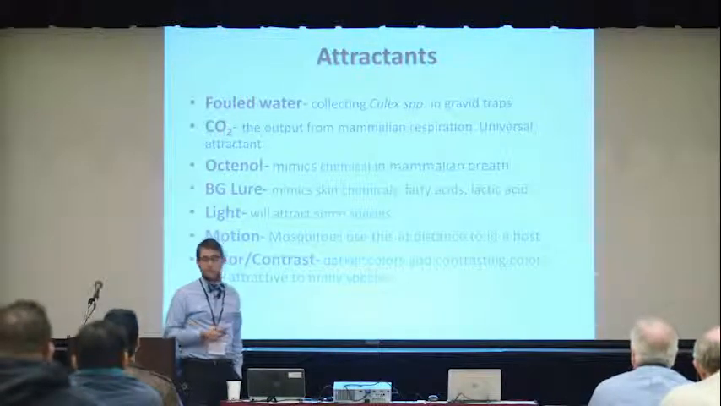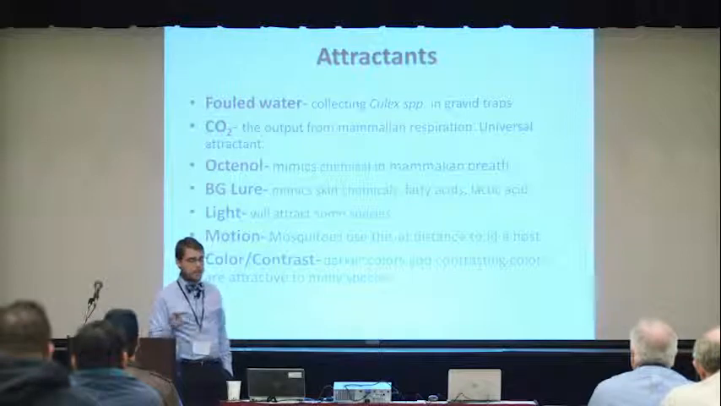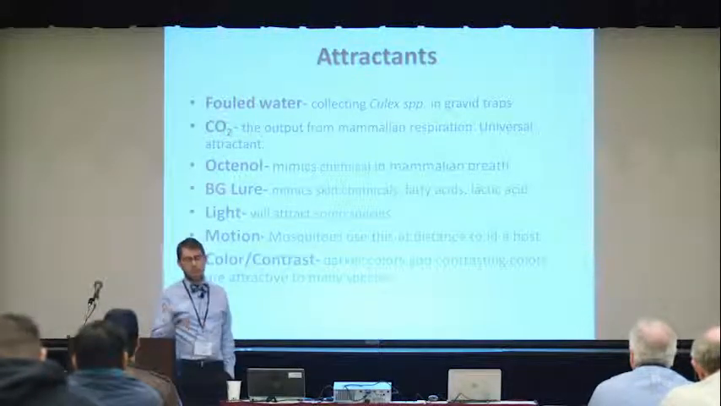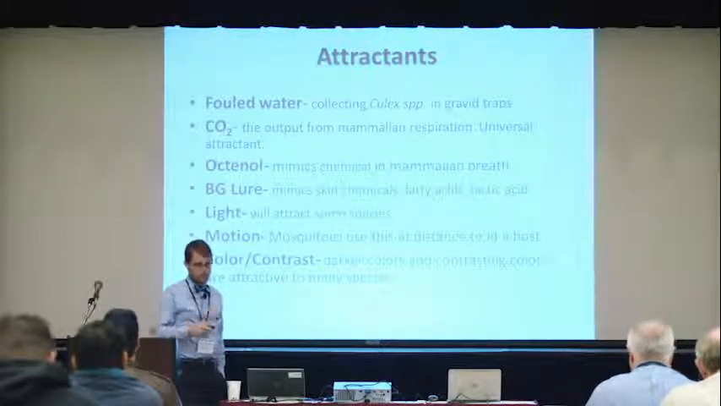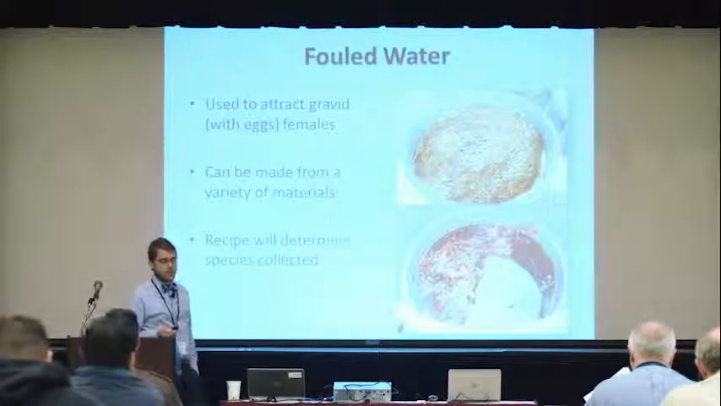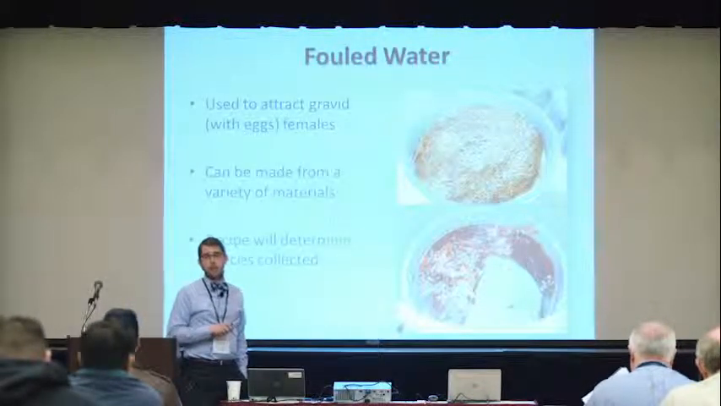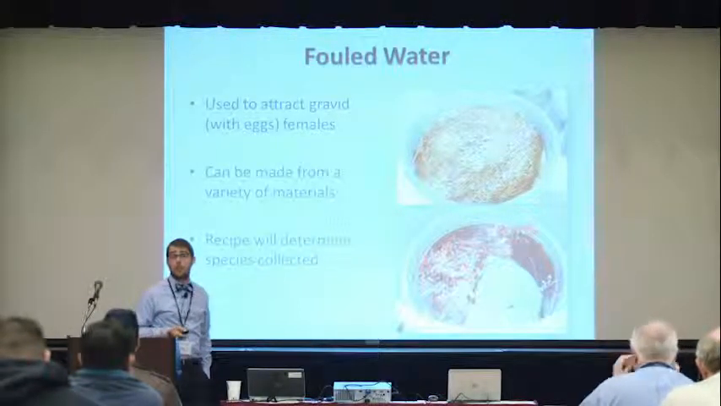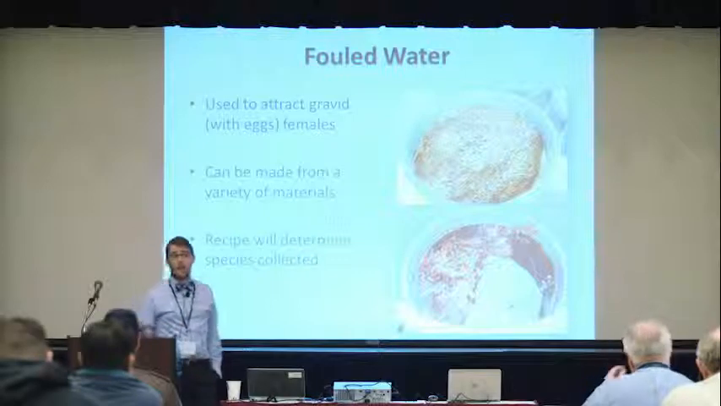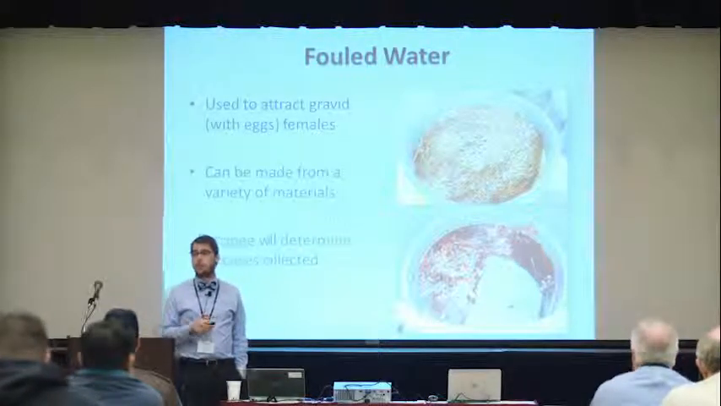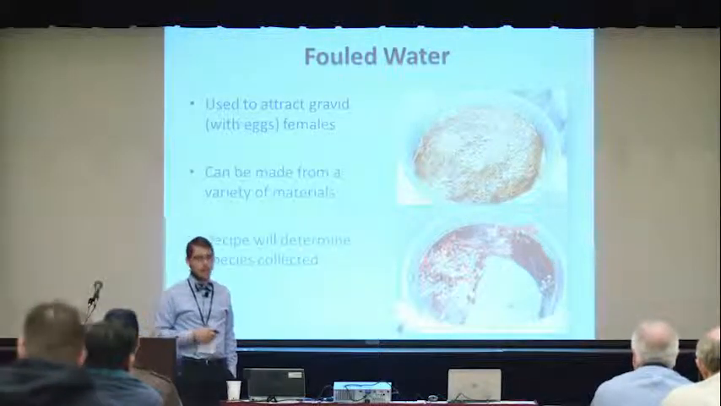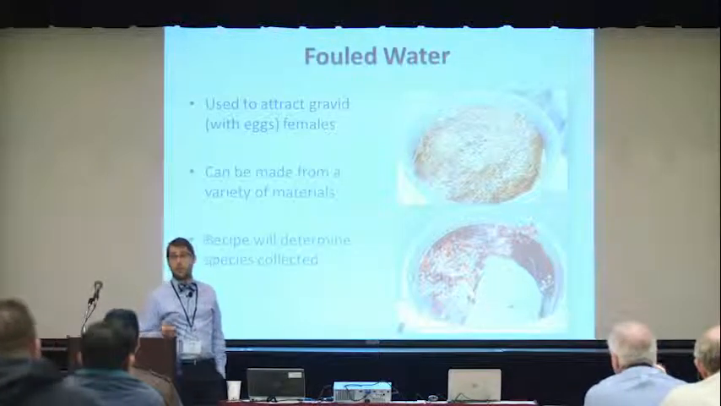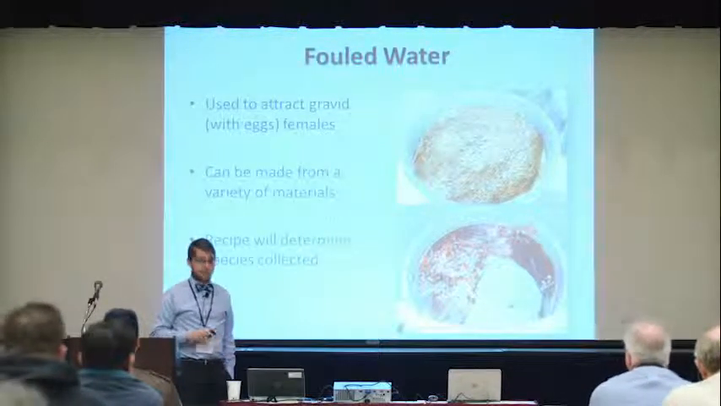We have CO2, which is known as a universal attractant, octanol, BG lure, light, motion, and color or contrast. And we'll go through these a little more. So first is fouled water. You can see the top is a picture of our gravid attractant, which is essentially coastal Bermuda hay in water. And we let it sit for 1 to 2 weeks, and it gets ripe fast, and it smells bad. But it's great. The quinquefasciatus love it.